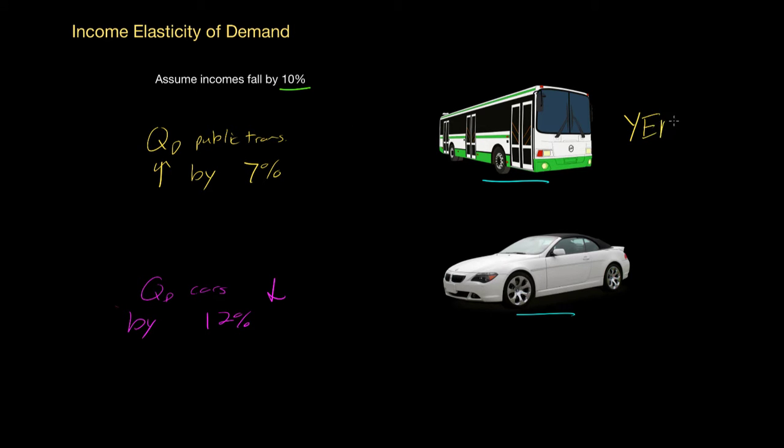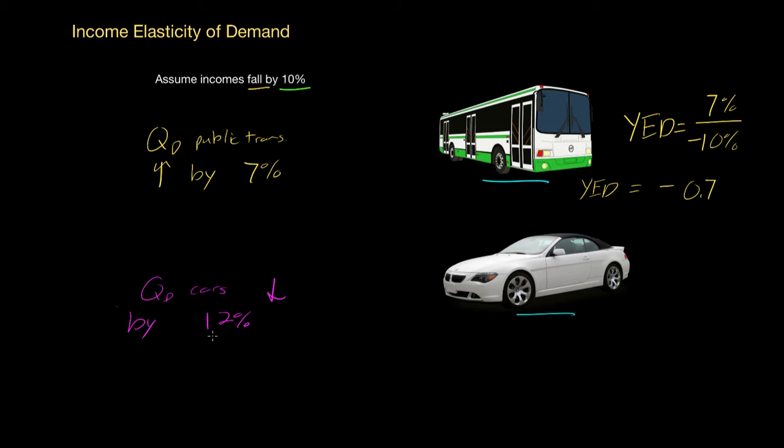So let's calculate the YED for public transportation first. All we need to do is plug in our percent change in quantity, that's 7%, and divide that by our percent change in incomes, which is minus 10%. Notice that it's a decrease, incomes have fallen, so we have a negative change in income. And that gives us a YED for public transportation of 7 over negative 10, that's negative 0.7. That's going to be our income elasticity of demand for public transportation. We'll come back to analyze that result in just a moment.